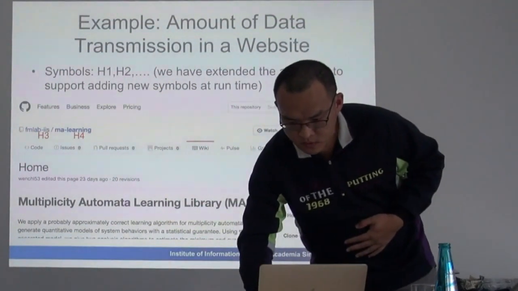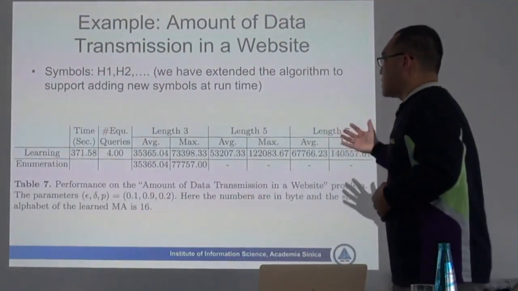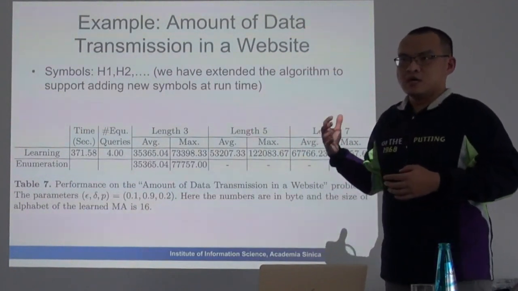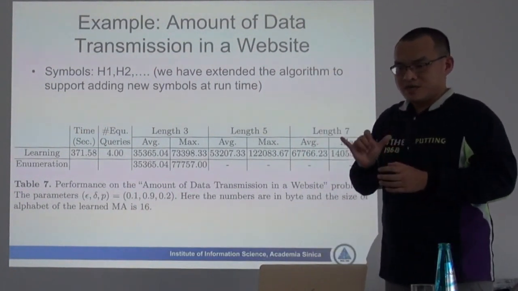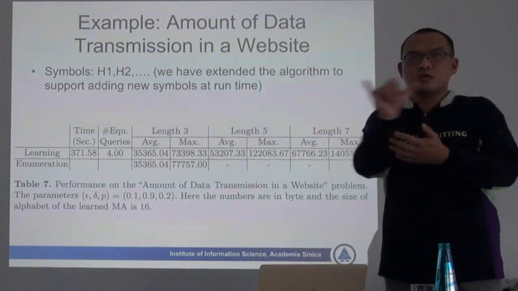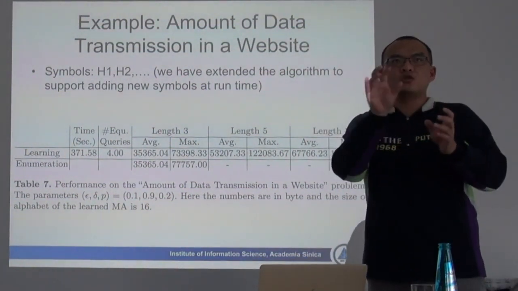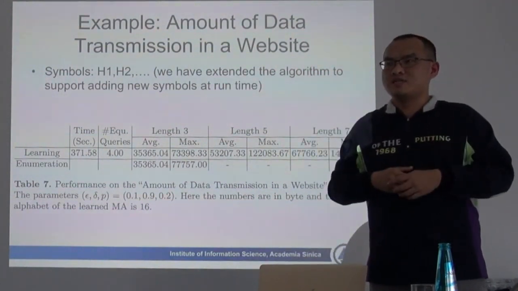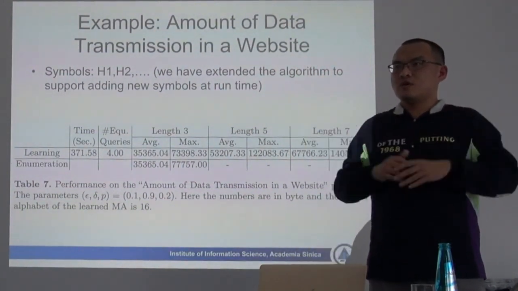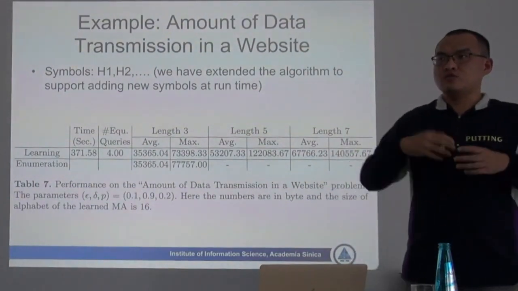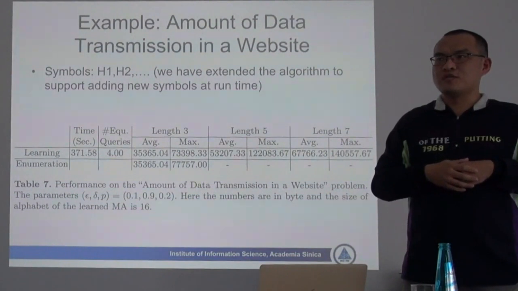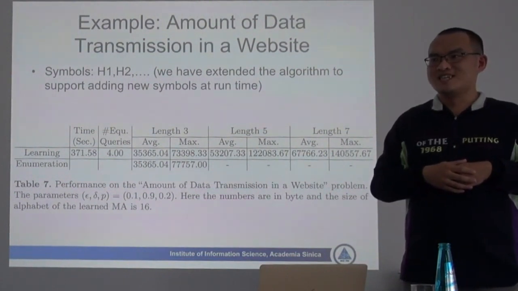So that's some result, but we don't have the result of enumeration, because to check the number that corresponds to one string, like H1, H2, H3, we need to make a lot of requests to a website. Say a string of length 10, then we need to make 10 requests to the website. And if we do it too frequently, the website will block our requests. That's what happened in reality.